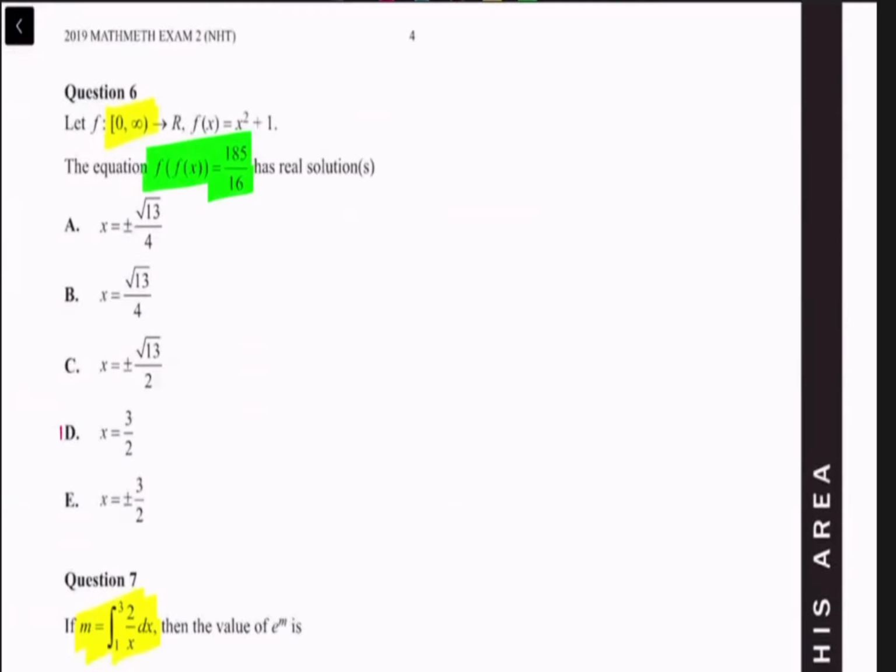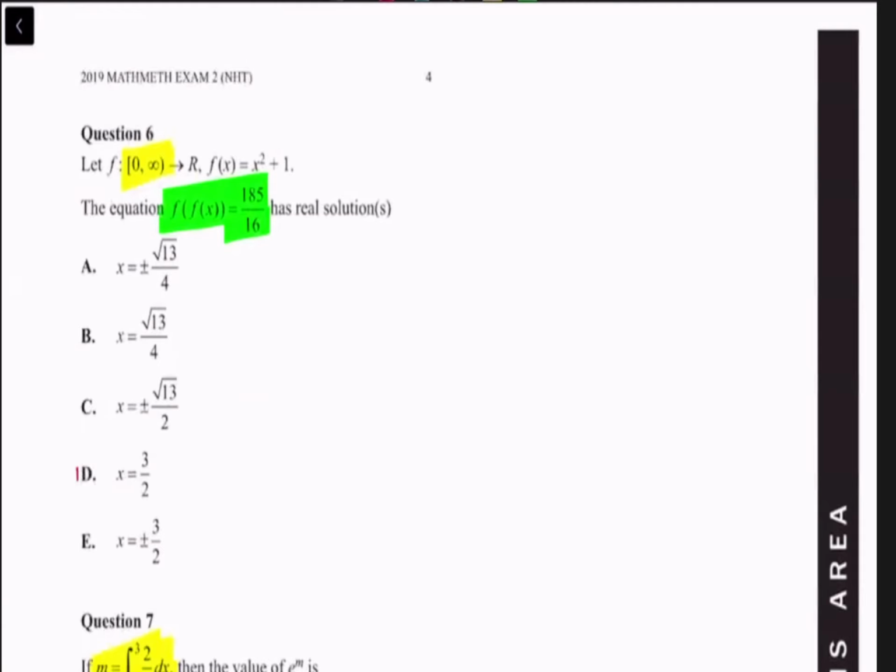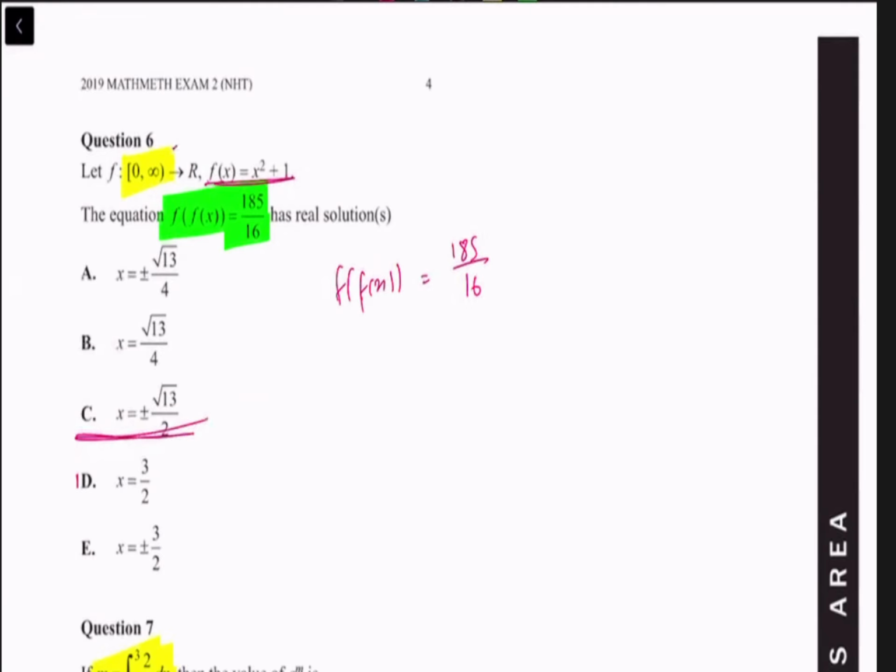So for question 6, it's just a CAS thing. Let's define f(x) in your CAS and then do f of f(x) equals this value. And then you should get the answer C. But the thing is that the domain is restricted from 0 to infinity. So you can't actually accept the negative. Oh, sorry, you would get this answer, but you can't accept the negative because it's not within the domain.